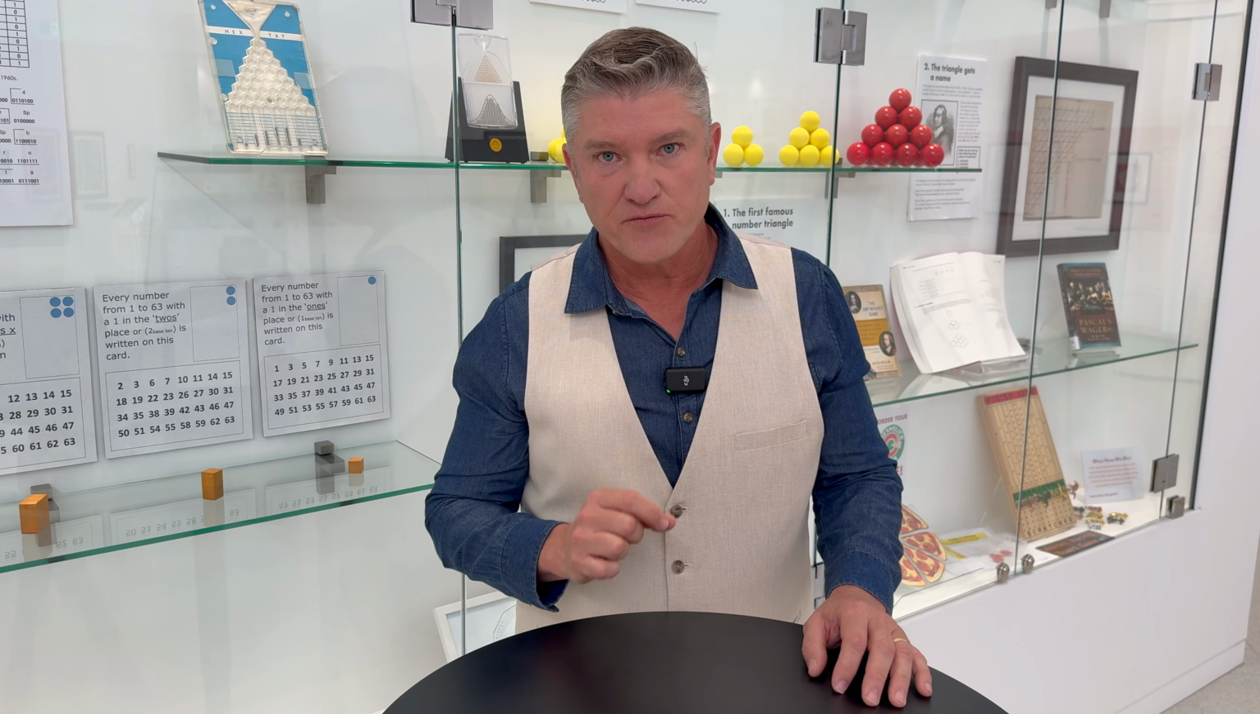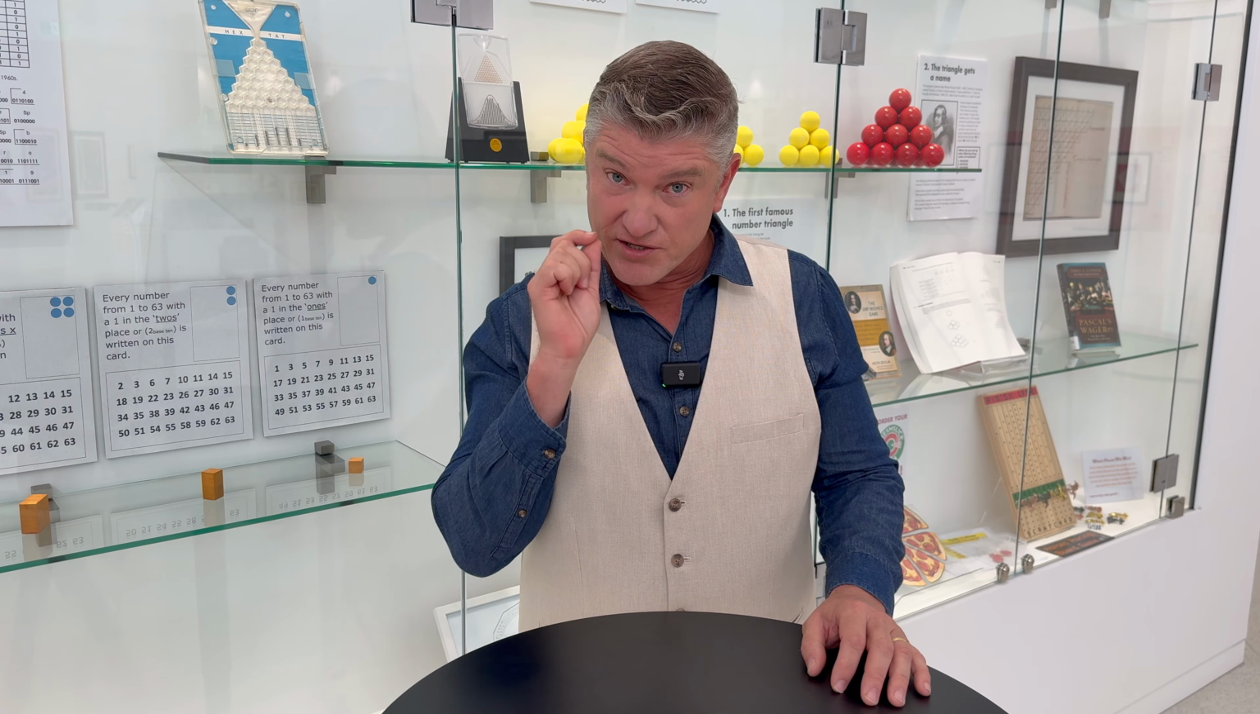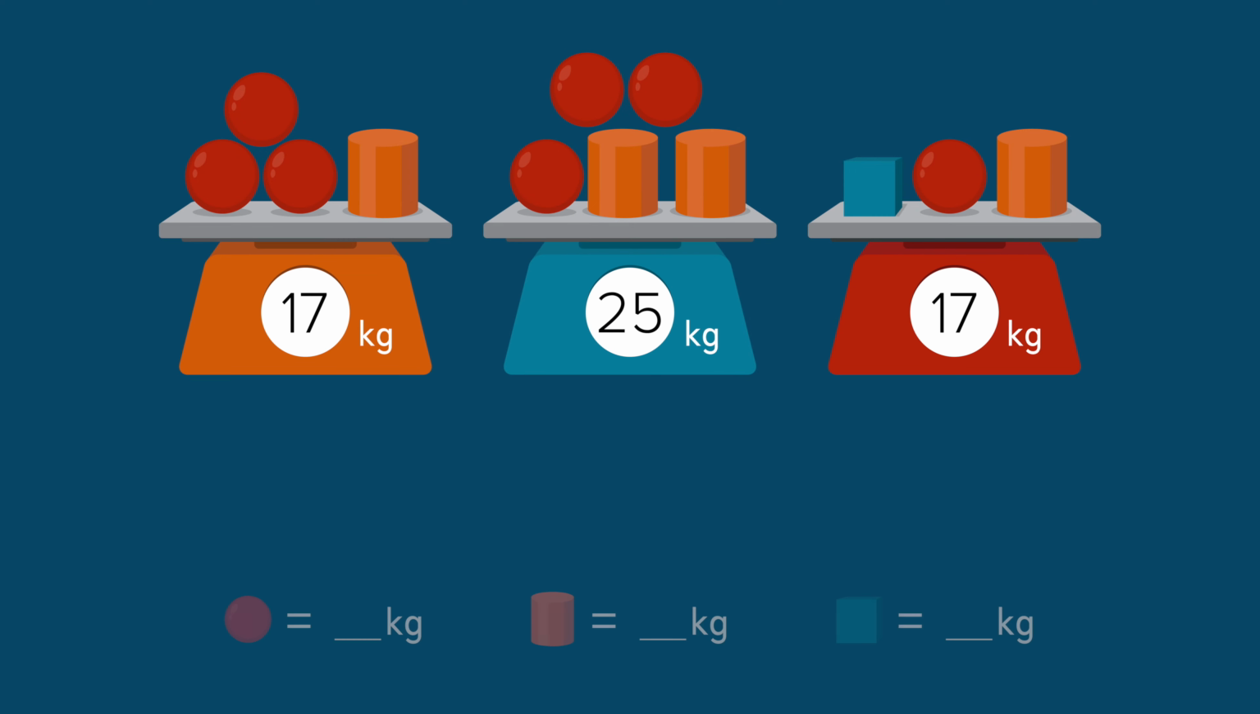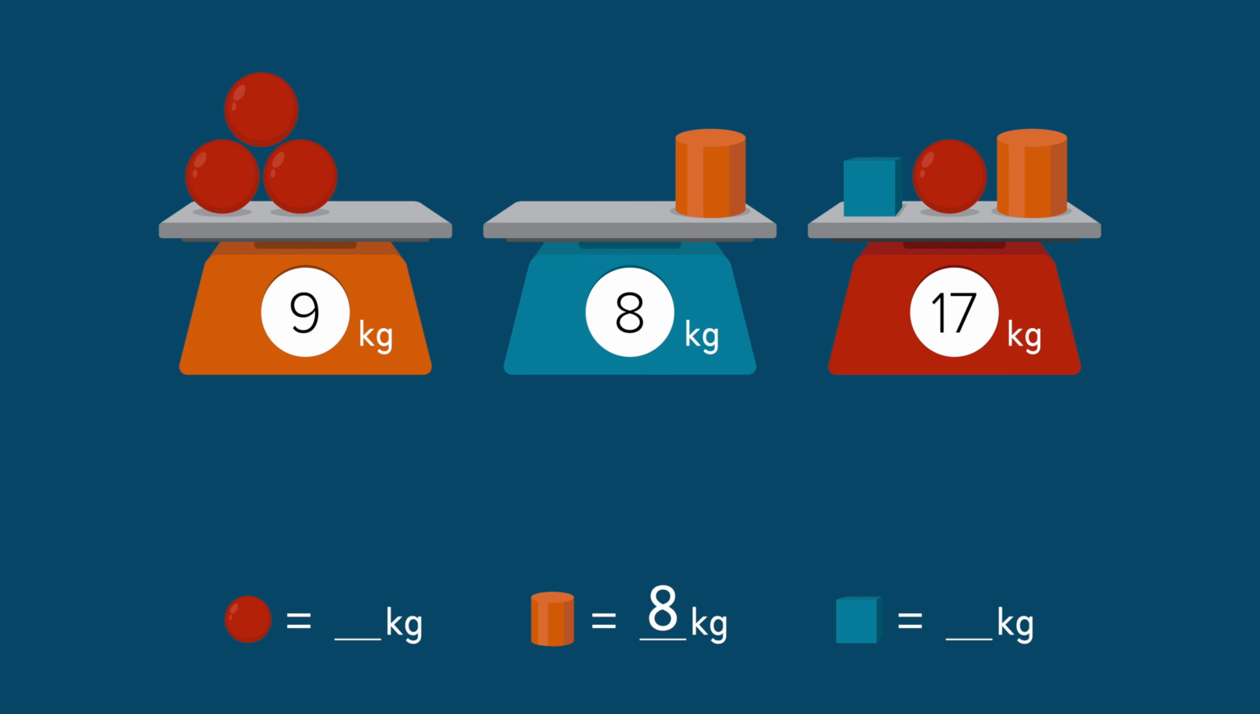Let me show you a different representation, and I want you to pause and consider it for a moment. You can see on the first scale that 3 spheres and 1 cylinder has a value of 17. We can remove those same 4 shapes from the second scale, which gives us a value of 8 for the cylinder that's left. We can then remove that 8 from the first scale and figure out the value of the spheres. I'll leave you to do the rest.